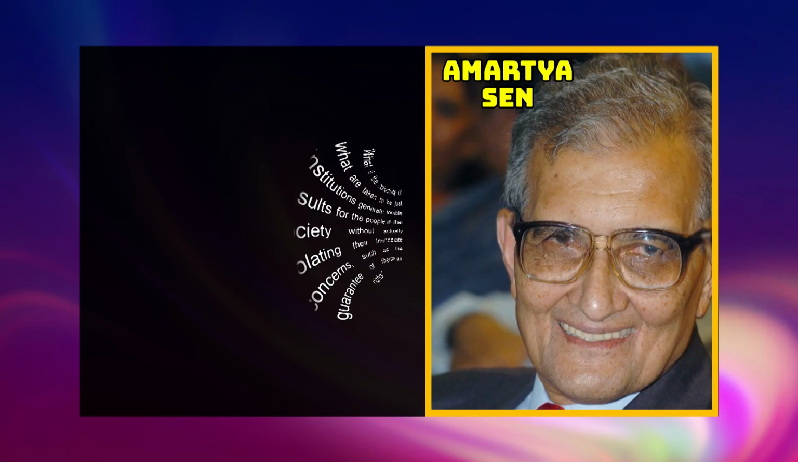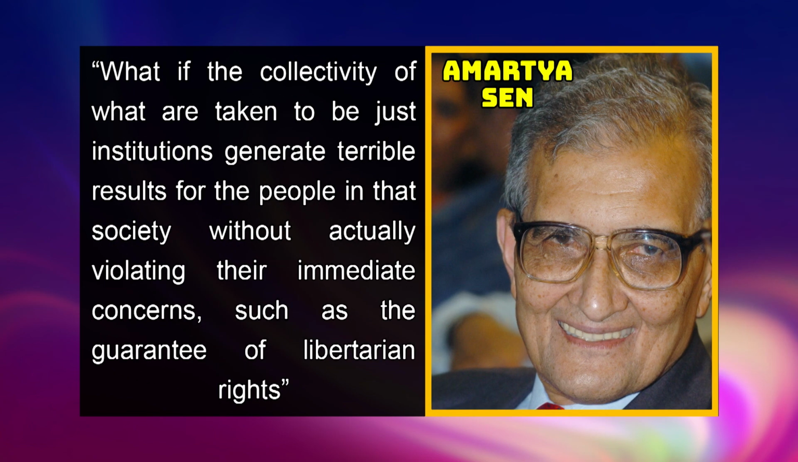Sen argues, what if the collectivity of what are taken to be just institutions generate terrible results for the people in that society without actually violating their immediate concerns, such as the guarantee of libertarian rights? It can be shown that economic and political forces that generate even gigantic famines can work to yield that result without violating anyone's libertarian rights.